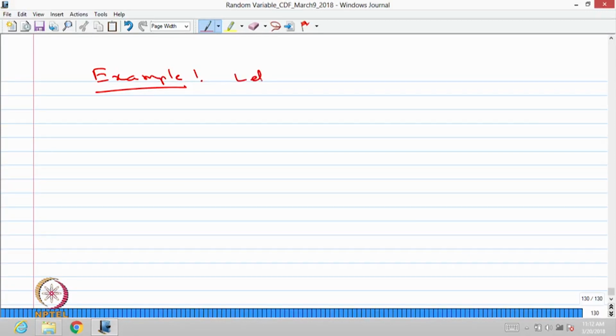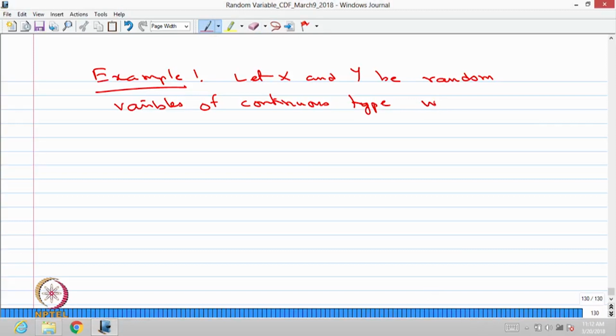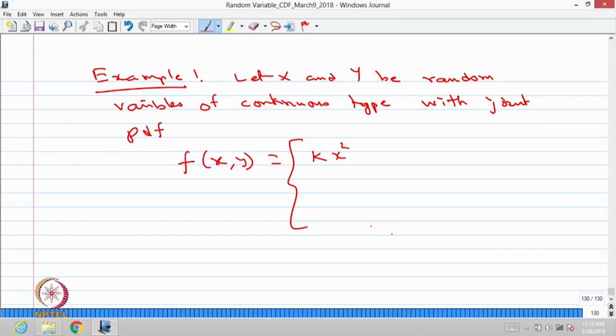The example: let X and Y be random variables of continuous type with joint probability density function given by f of x comma y, which takes the value some constant k times x square divided by y cube whenever x takes a value from 0 to 1 and y takes a value greater than 2. Otherwise, it is going to be 0.